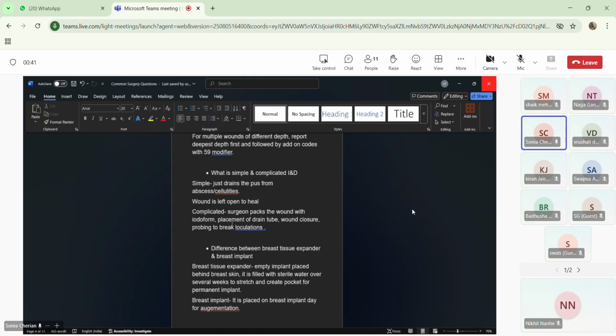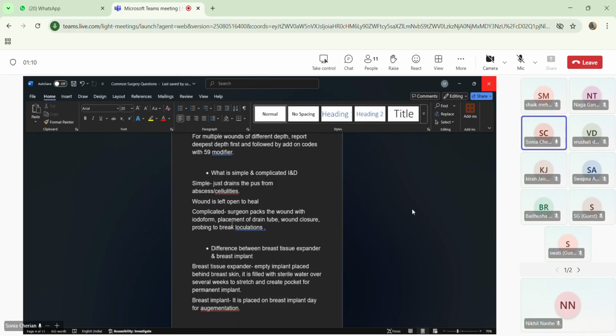Then they might ask you what is the difference between a breast tissue expander and a breast implant. A tissue expander is a kind of empty implant that will be placed under the breast skin. Once they have done a mastectomy or anything, immediately they might place an empty implant. They will fill it with sterile water and place it so that this will help to stretch and create a pocket for the permanent implant.